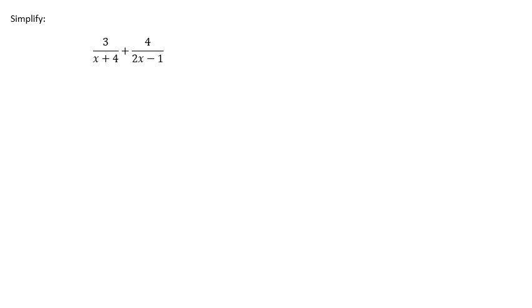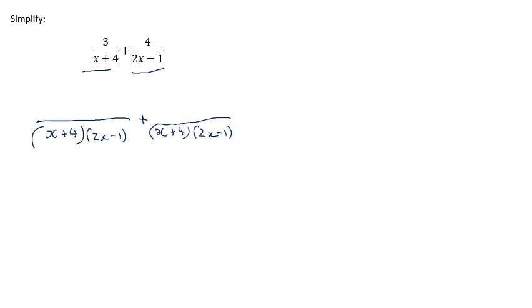So this time round, our denominators are x plus 4 and 2x minus 1. Now my LCM of those two terms is x plus 4, 2x minus 1. And then my first fraction, and then x plus 4, 2x minus 1. With the fraction on the left, to get from x plus 4 to x plus 4, 2x minus 1, I've times by 2x minus 1. And so I get 3 lots of 2x minus 1.